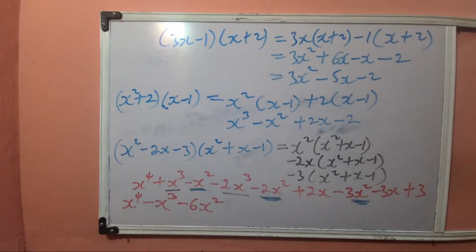All right. So I can go on with the one with the power of 1. I can see 2x here. I can see minus 3x here. 2x minus 3x will give me my value of minus x.